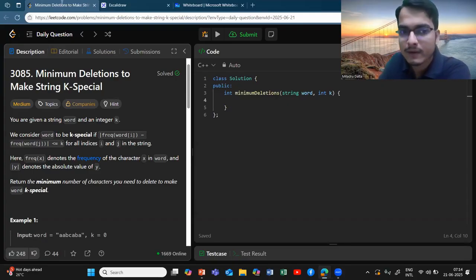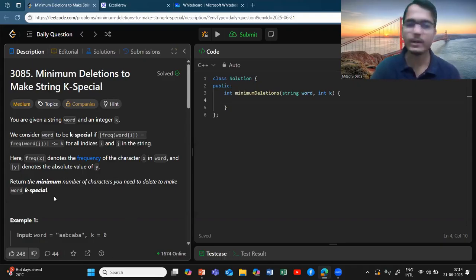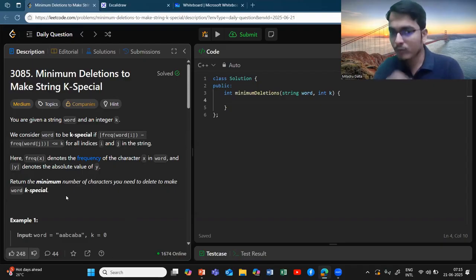So here, freq(x) denotes the frequency of character x, and the bars denote the absolute value. So this denotes the absolute difference, and return the minimum number of characters that you need to delete to make the word k-special. So you can perform only deletions, and you want to return the minimum number of such deletions you need to make this word k-special.